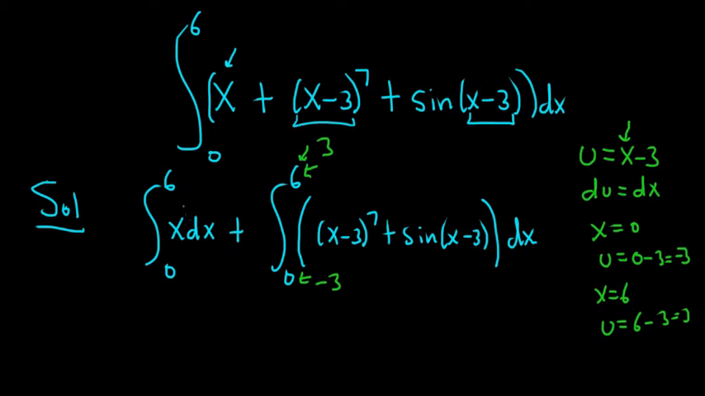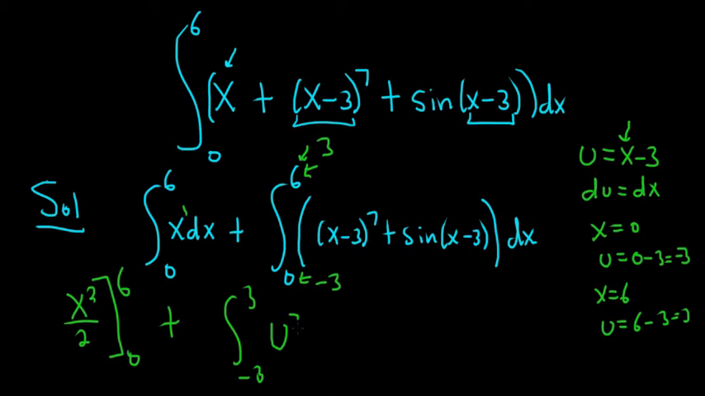Integrating the first integral, it's pretty easy. We just use the power rule, right? It's x squared over 2. There's a 1, and you add 1 and divide by the result. And we're going from 0 to 6. And then plus, this is negative 3 to 3. Then we have u to the 7 plus, oh, I see a trick. I just realized something. This is what you call beautiful, right?